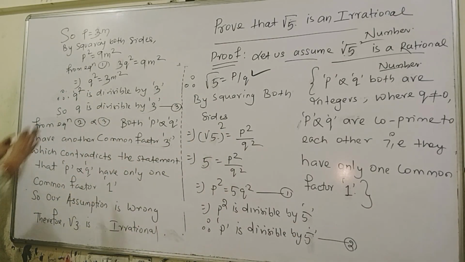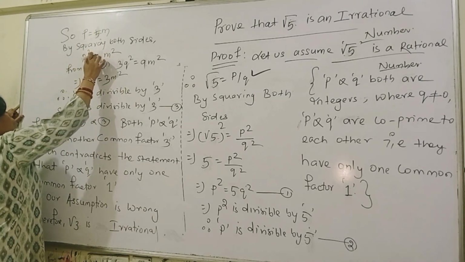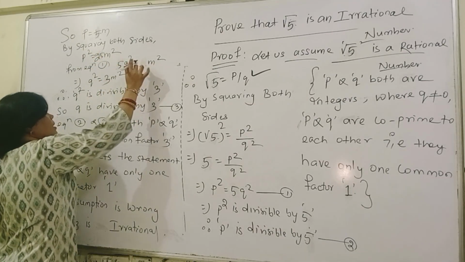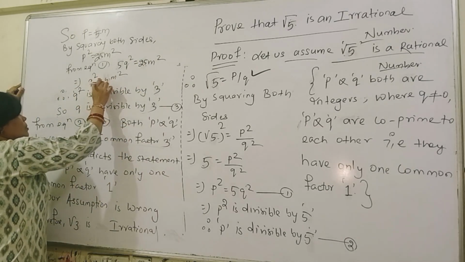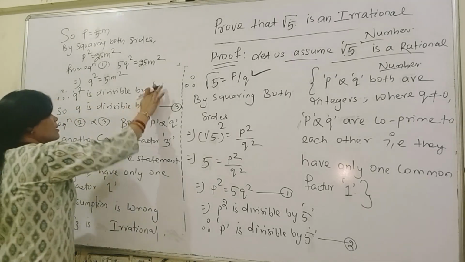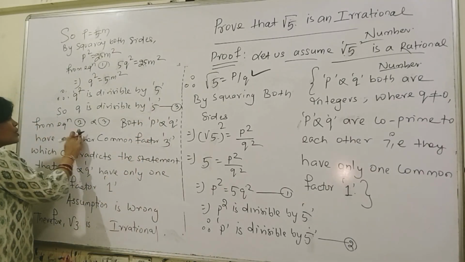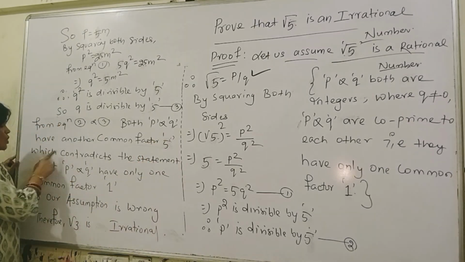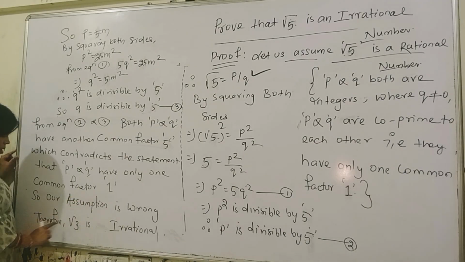Since P is divisible by 5, therefore P is equal to 5m. By squaring both sides, this becomes 25m square. Therefore 5Q square is equal to 25m square. Therefore Q square is equal to 5m square. Q square is divisible by 5. Therefore Q is divisible by 5. From equation 2 and 3, both P and Q have another common factor, that is 5, which contradicts the statement that P and Q have only one common factor 1. So our assumption is wrong. Therefore √5 is irrational, right?